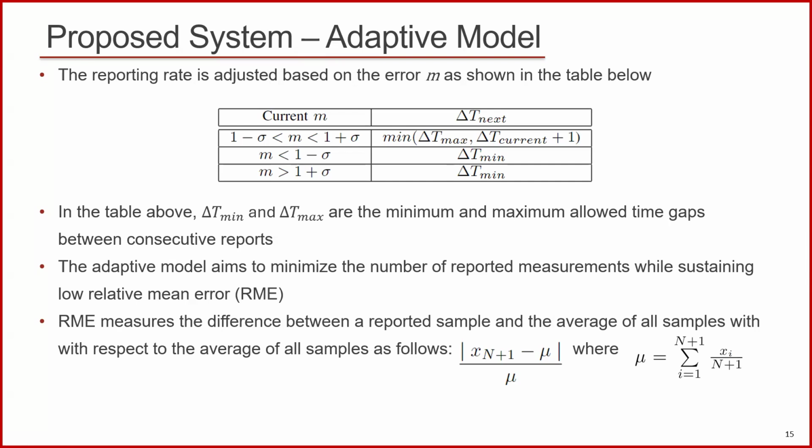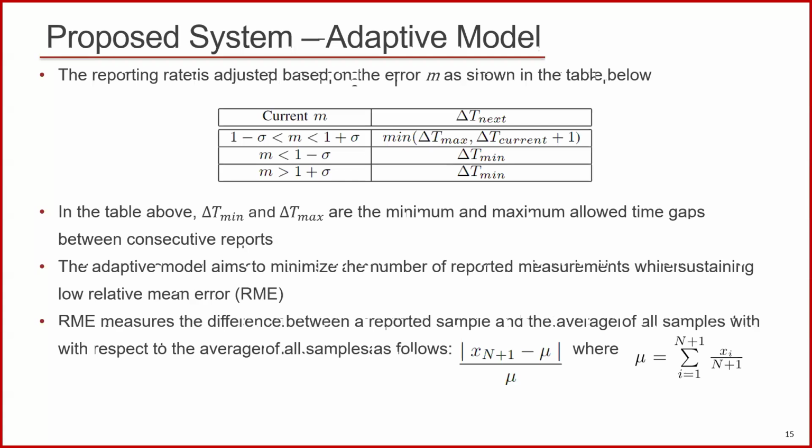For the adaptive model we use the RME. The adaptive model aims to minimize the number of reports while sustaining low RME. So the RME measures the difference between a reported sample and the average of all samples, with respect to the average of all samples. If you want to rephrase this, what we are trying to do is to see how far the average of what we reported is compared to all what we observed, and then normalize it using what we observed.